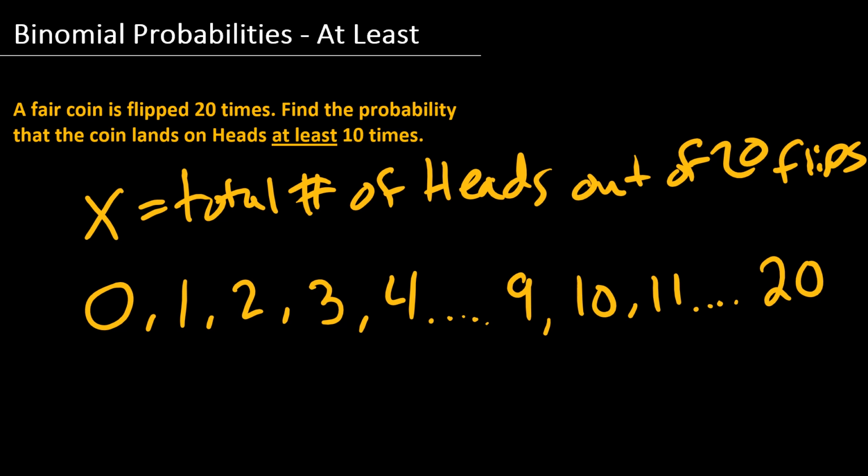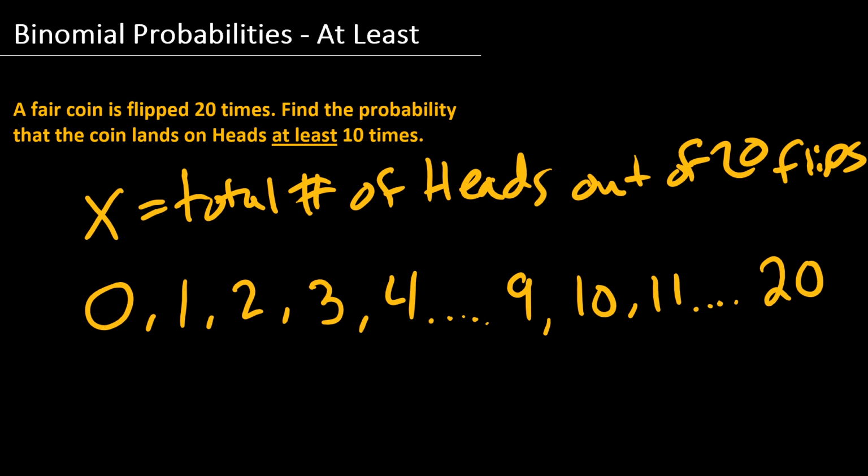So what we're trying to do right now is find the probability that the coin lands on heads at least 10 times. We have to think through what at least 10 times means. If it landed on heads 0 times, is that at least 10 times? No, 0 is not at least 10. If I asked you to give me at least $10 and you gave me no dollars, I'd be upset because you didn't give me anything.